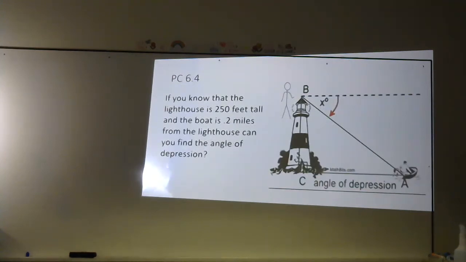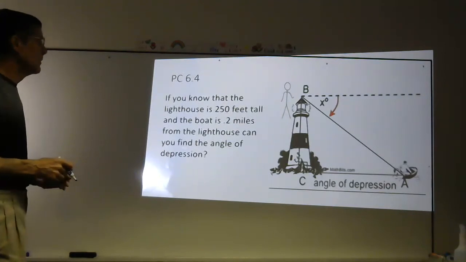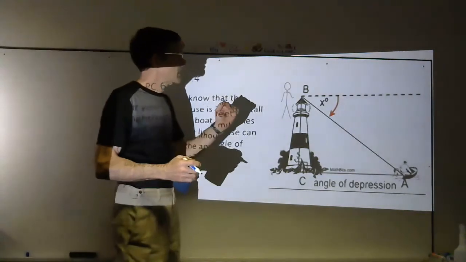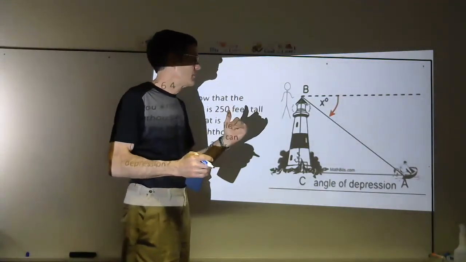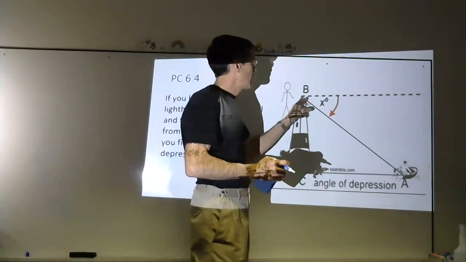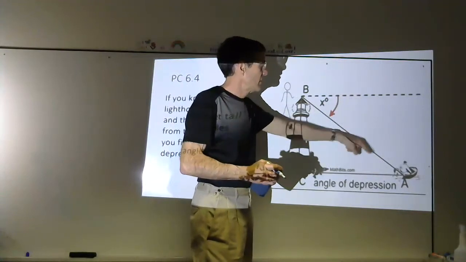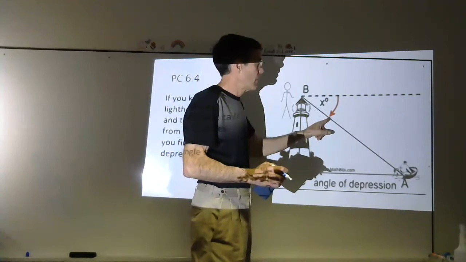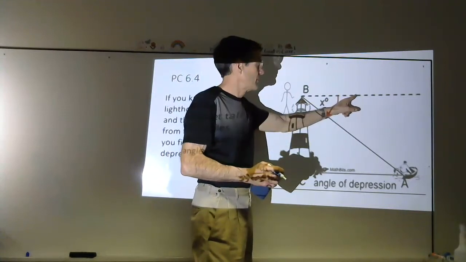All right, if you know the lighthouse is 250 feet tall and the boat is 0.2 miles from the lighthouse, can you find the angle of depression? Now, we talked about angles of elevation and angle of depression. The guy in the lighthouse is looking horizontally. He says, oh, down there's a boat. This is the angle of depression. Always starts with a horizontal, okay?